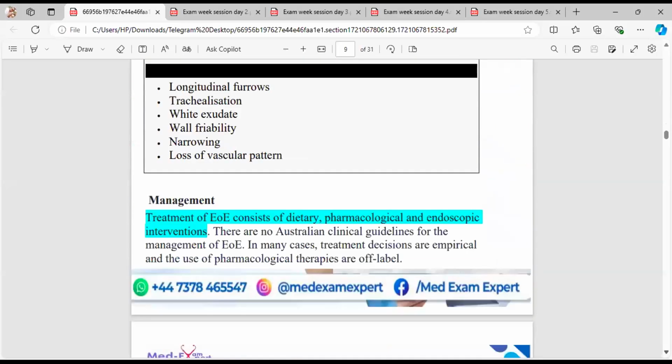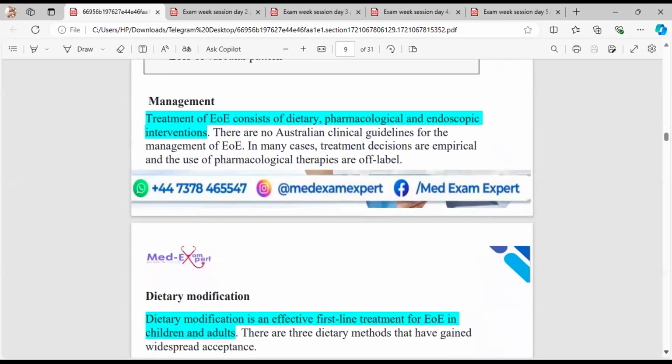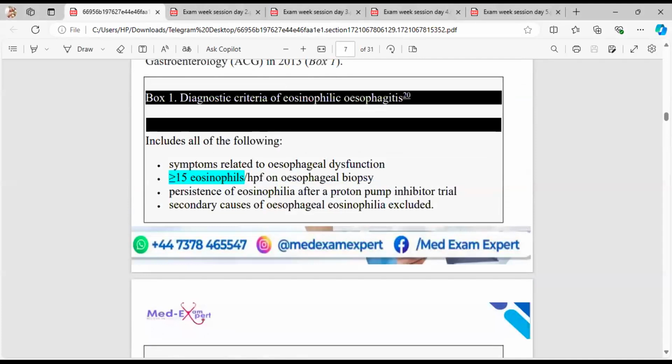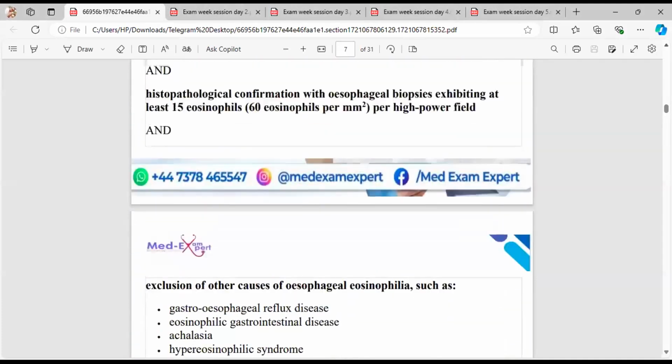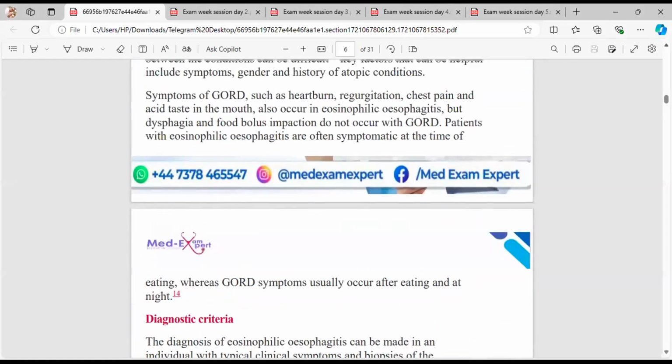Okay, so I'll show the treatment as well. This is the management. Management of eosinophilic esophagitis consists of dietary, pharmacological, and endoscopic interventions. So our first step will always be dietary. But in the exam, they mostly give questions related to the pharmacological treatment. In the options, they give PPI, budesonide, and fluticasone. So I will tell you when we will mark budesonide and when we will mark fluticasone, because both are initial treatments and both are the same.